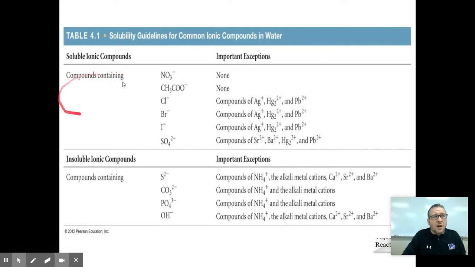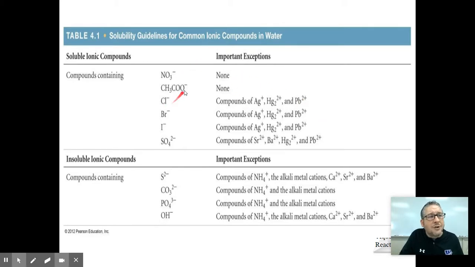These are soluble ionic compounds. If we have a compound containing nitrate, acetate, chloride, bromide, iodide, or sulfate ions, typically they're going to be soluble. However, there are going to be times that substances that contain these anions, and again, our focus here is the anions, sometimes when these anions bond with certain cations, they become insoluble. So again, normally these anions are soluble. However, if they bond with certain cations, they become insoluble.